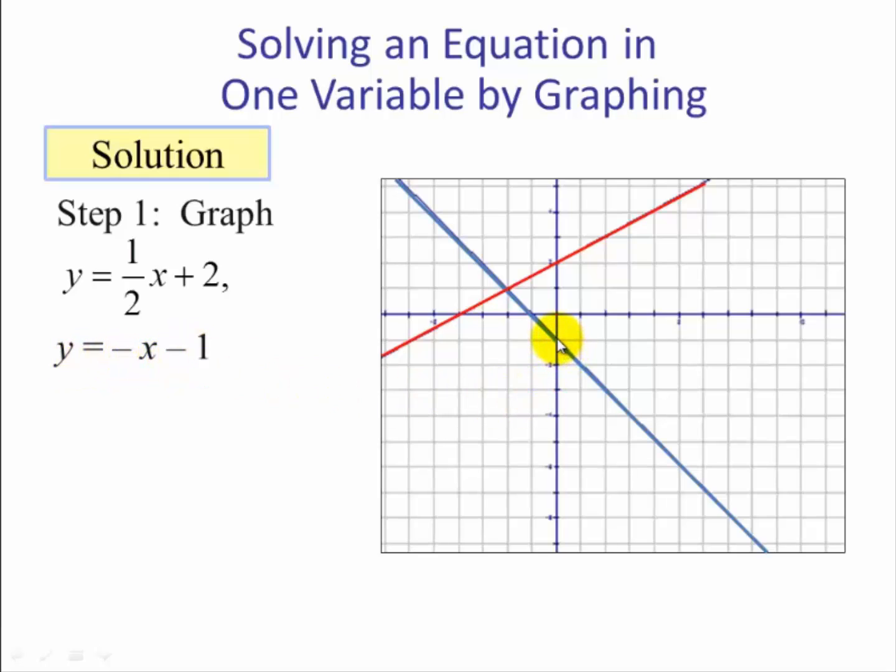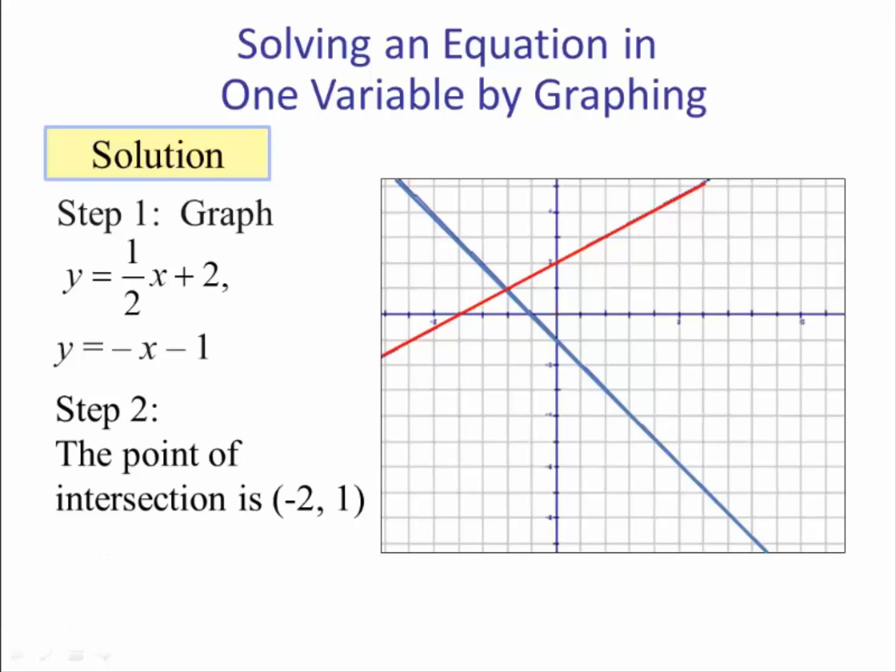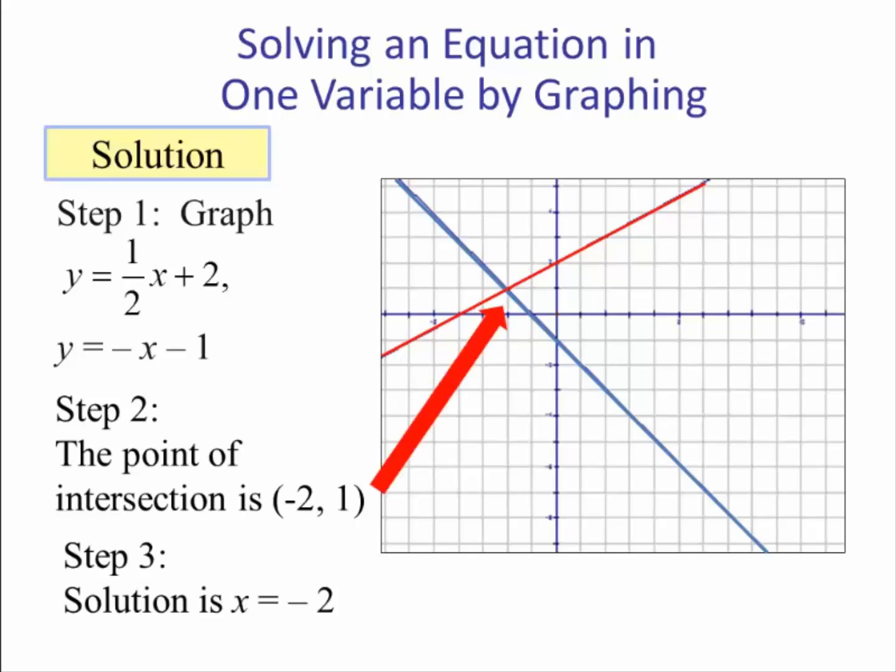The y-intercept is negative 1. And the slope is negative 1 also. Rise a negative 1, run a positive 1. We see the point of intersection is here. Our x-coordinate is negative 2, as the point of intersection is negative 2, 1. So the solution is x equals negative 2.